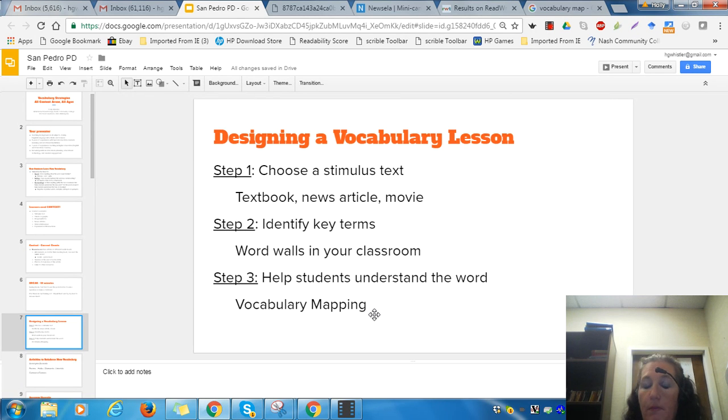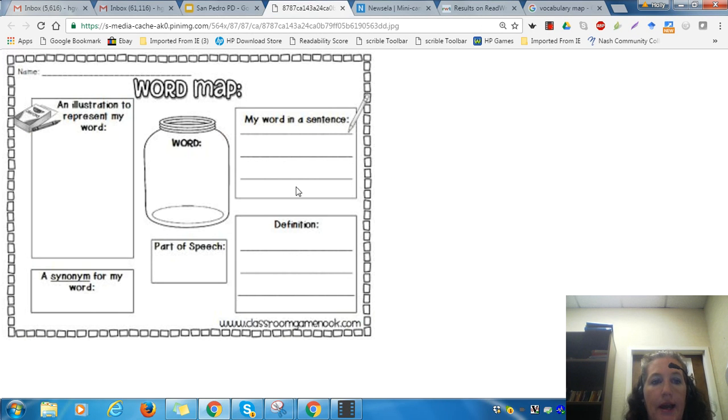So, if you will pause the PD and complete the word map. And then once we're done, we'll talk about some other activities that you can do. So again, pause the professional development and find one word in your stimulus text that you can use to make a word map.